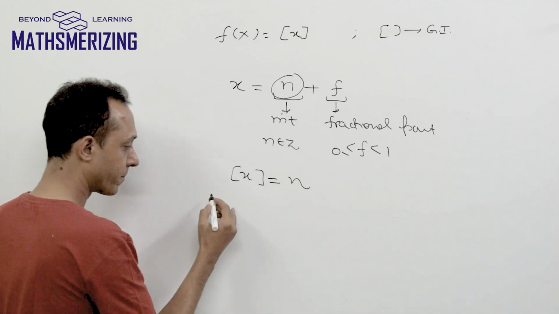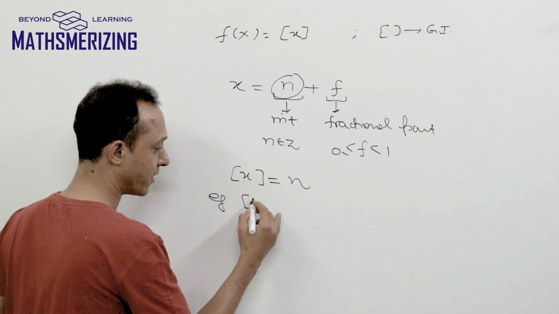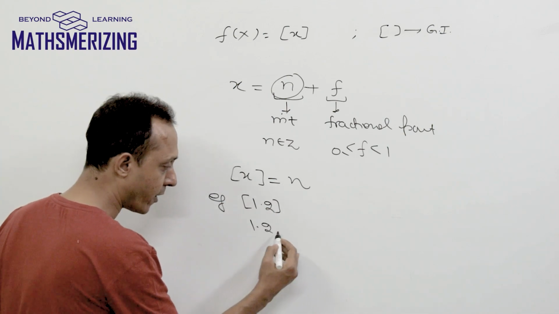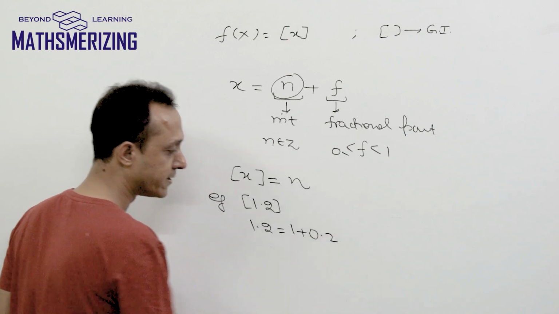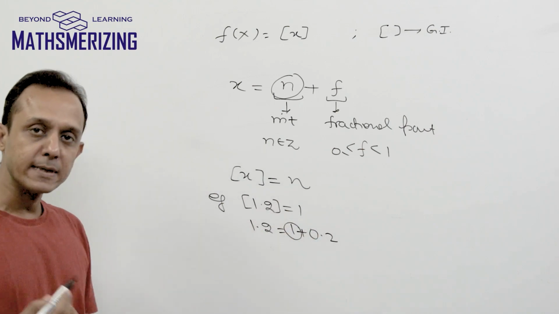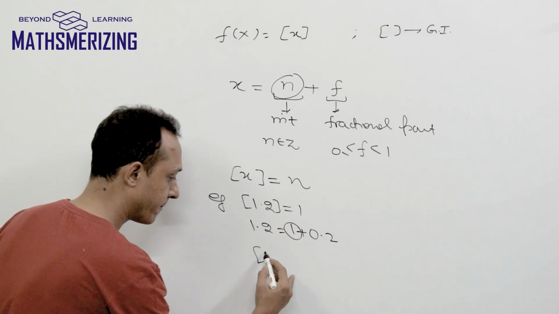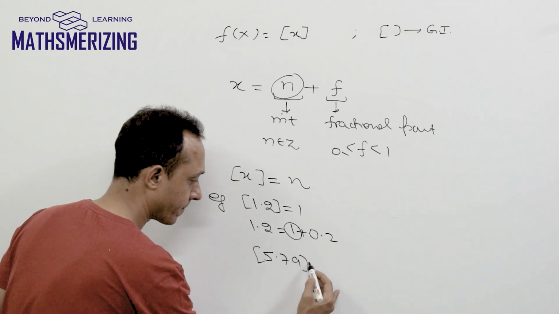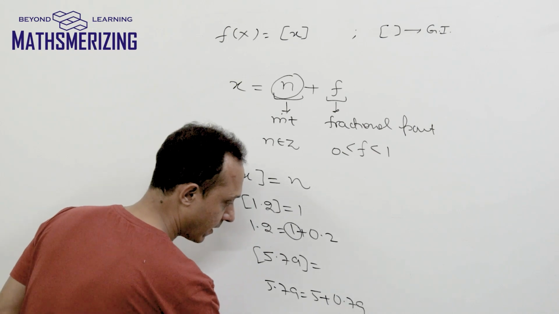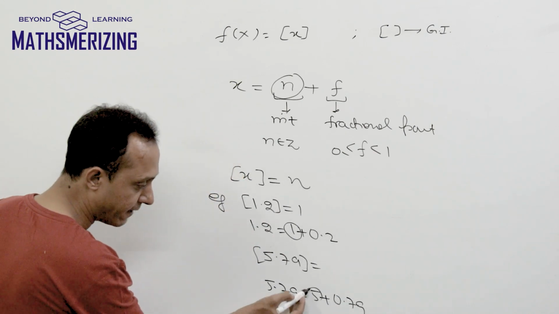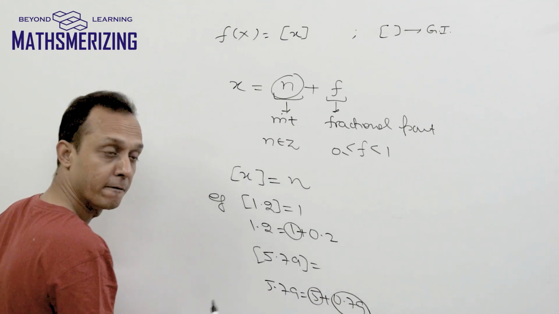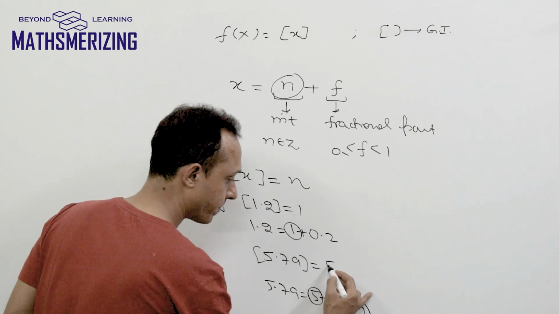Say for example, suppose I have to find greatest integer function of 1.2. Now I know that I can write 1.2 as 1 plus 0.2. So its integral part is 1. So the value for 1.2 is simply 1. Now let us take another example, say it is 5.79. Now I can write 5.79 as 5 plus 0.79. So its integral part is 5 and its decimal part is 0.79. So the value of greatest integer function of 5.79 is simply 5.